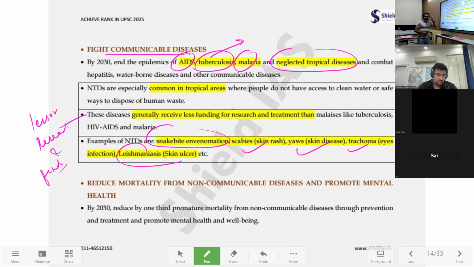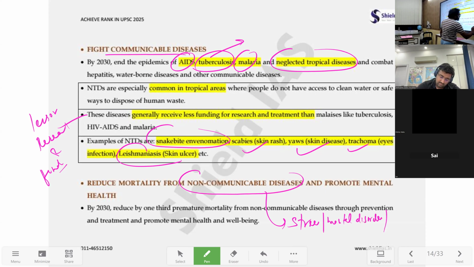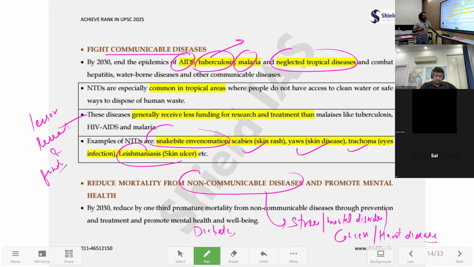Next, we are talking about reducing MMR, IMR and under-5 mortality, reducing the problems created by communicable diseases, and now the problems created by non-communicable diseases. Non-communicable diseases, as you all know, include stress or mental disorders, cancers, heart diseases, blood pressure and diabetes. All these are non-communicable diseases, and again they require investment.